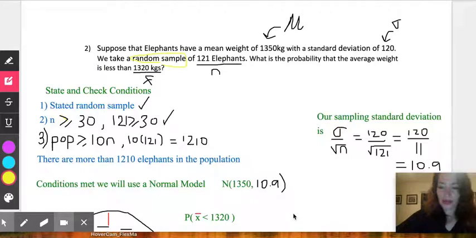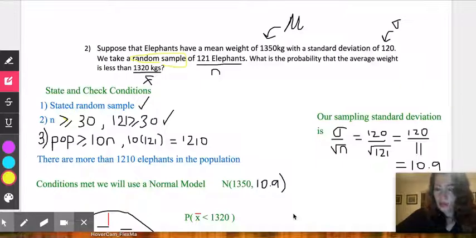Hi, let's go over an example for means. Suppose that elephants have a mean weight of 1,350 kilograms with a standard deviation of 120. We take a random sample of 121 elephants. What is the probability that the average weight is less than 1,320 kilograms?